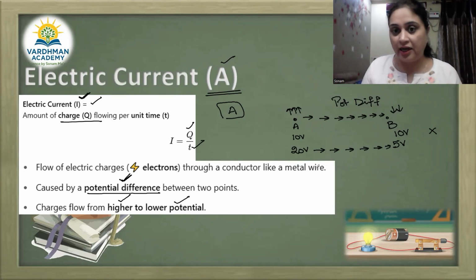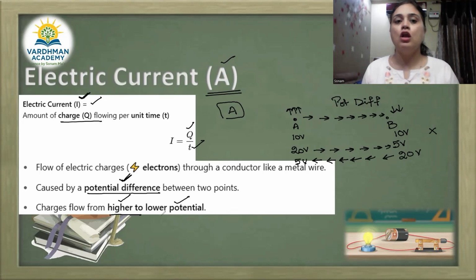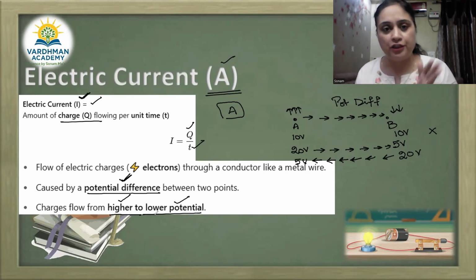But you need to understand, suppose the potential at point A is now 5 volt and the potential at B is now 20 volt. Now from where to where will the current flow? The current will flow from point B to point A, because charges always flow from the higher potential region to the lower potential region.